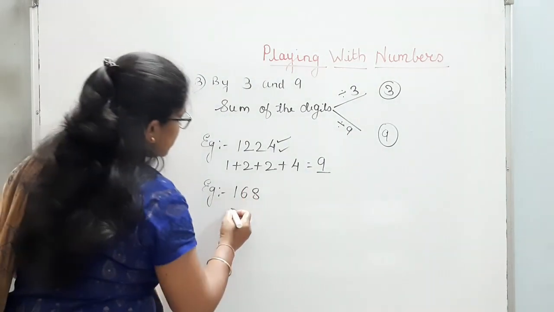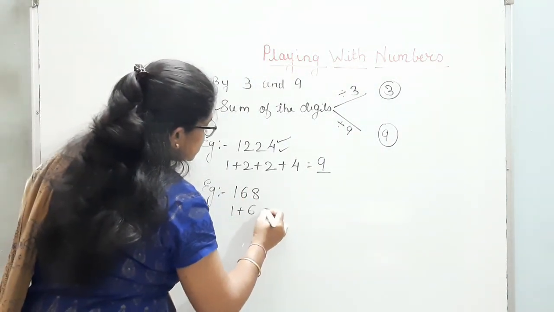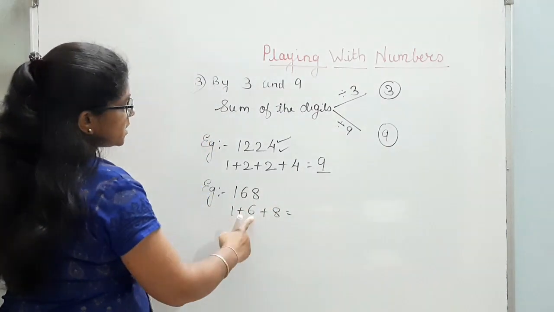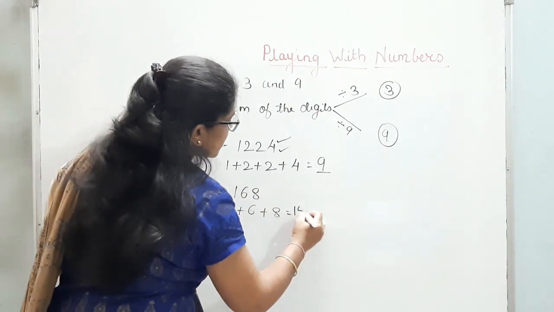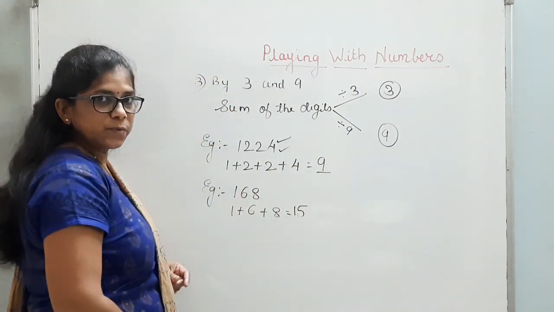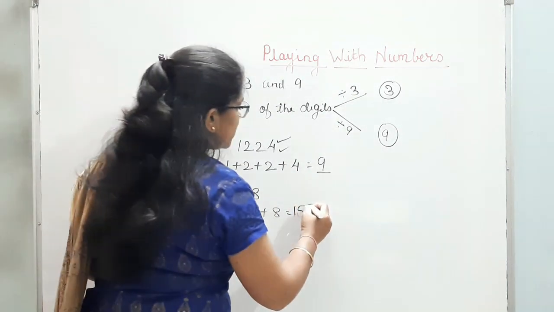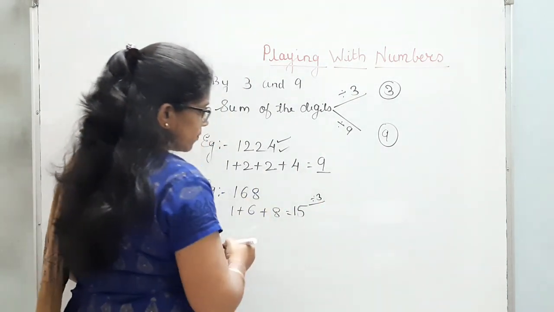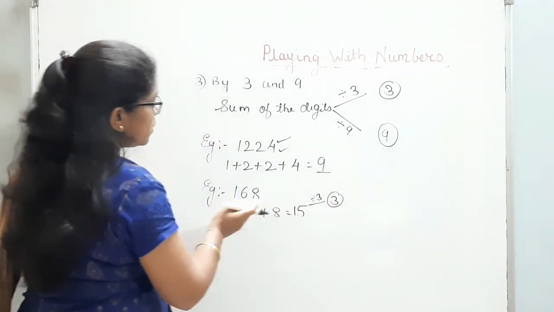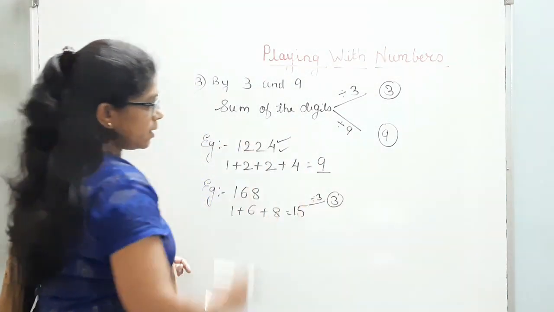168. Let us find the sum of the digits here. 1 plus 6 plus 8. 1 plus 6 is 7, and 7 plus 8 is 15. Now here, the sum of the digits is 15. 15 is divisible by 3. So here, this 15 is divisible by 3, which means 168 is divisible by 3.